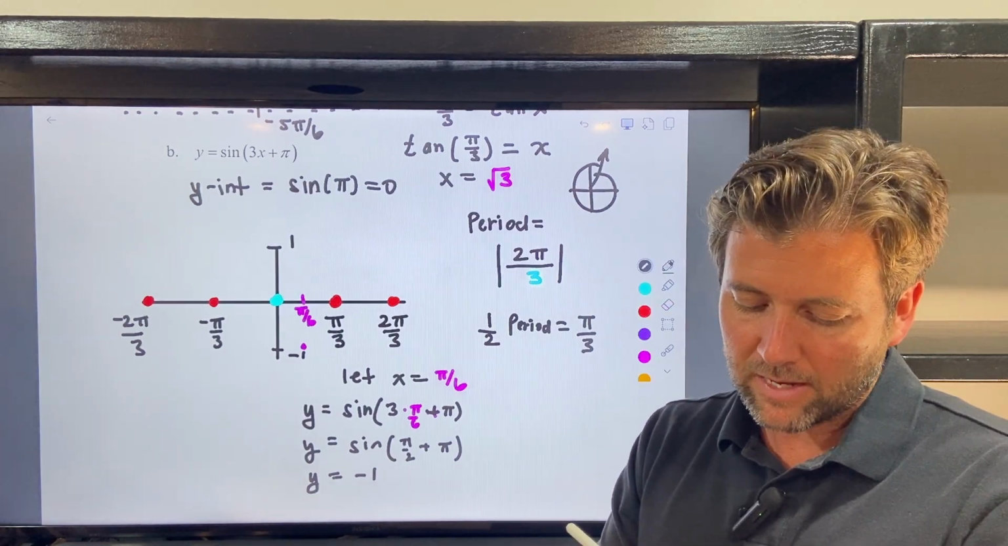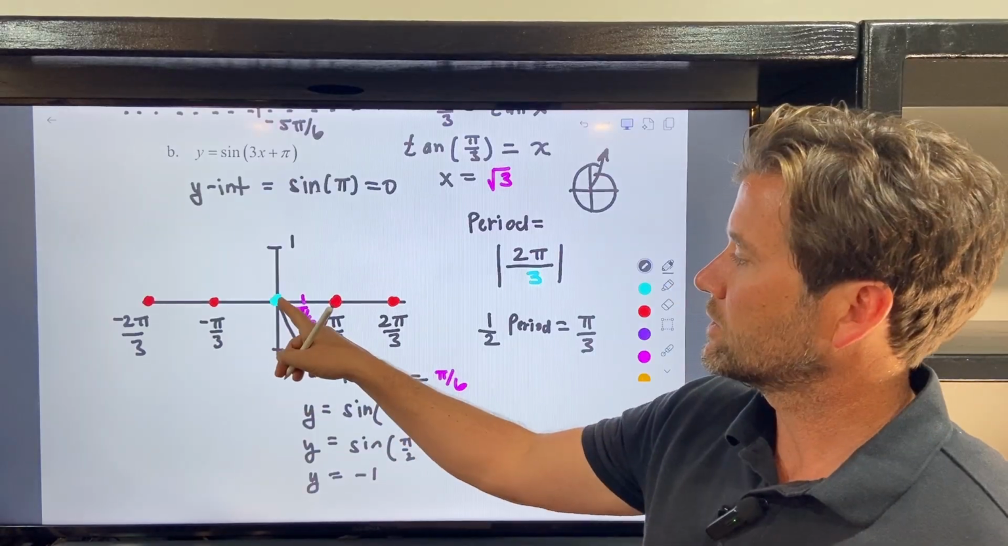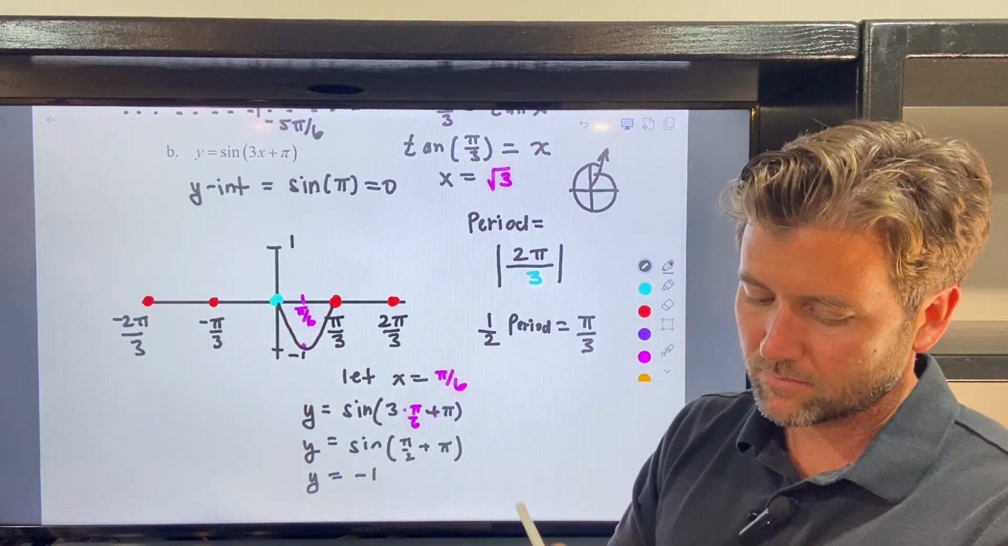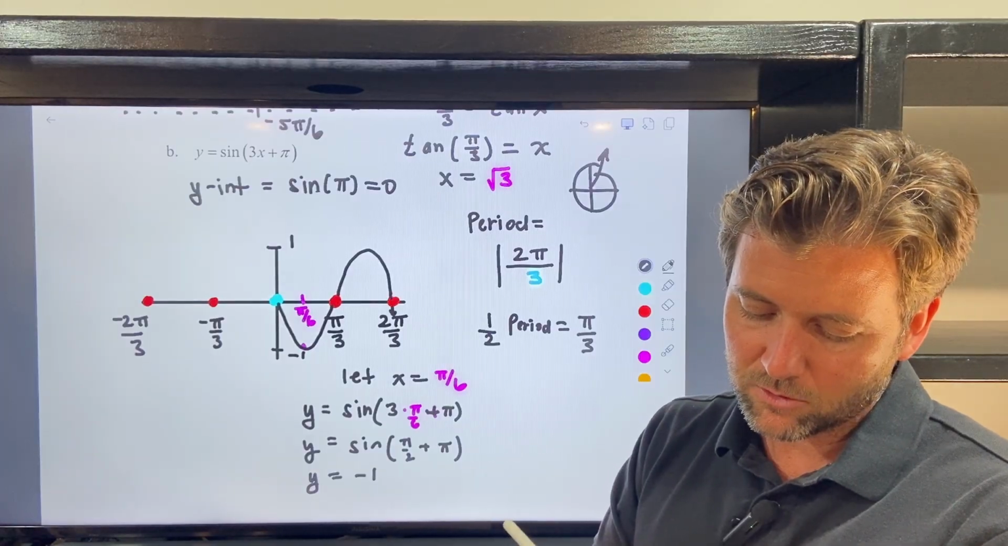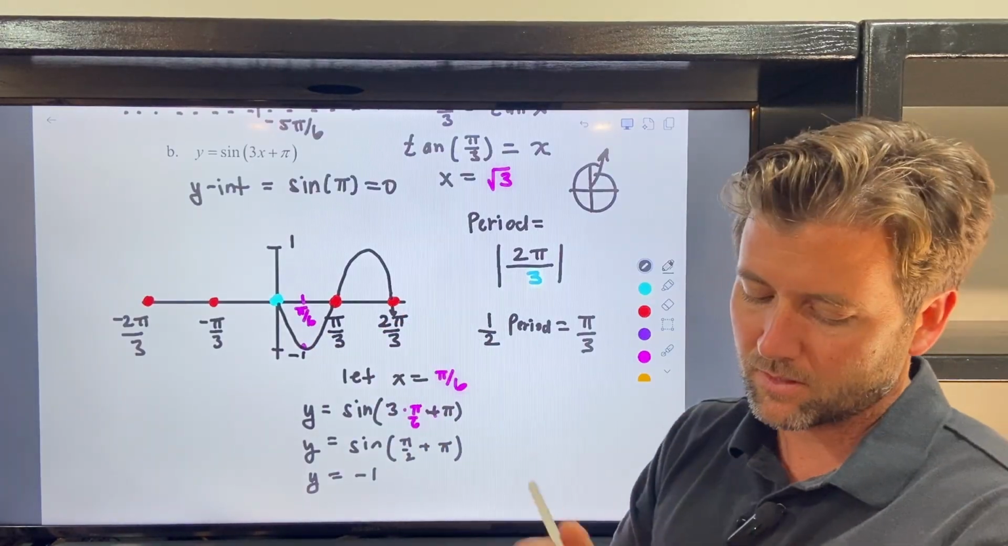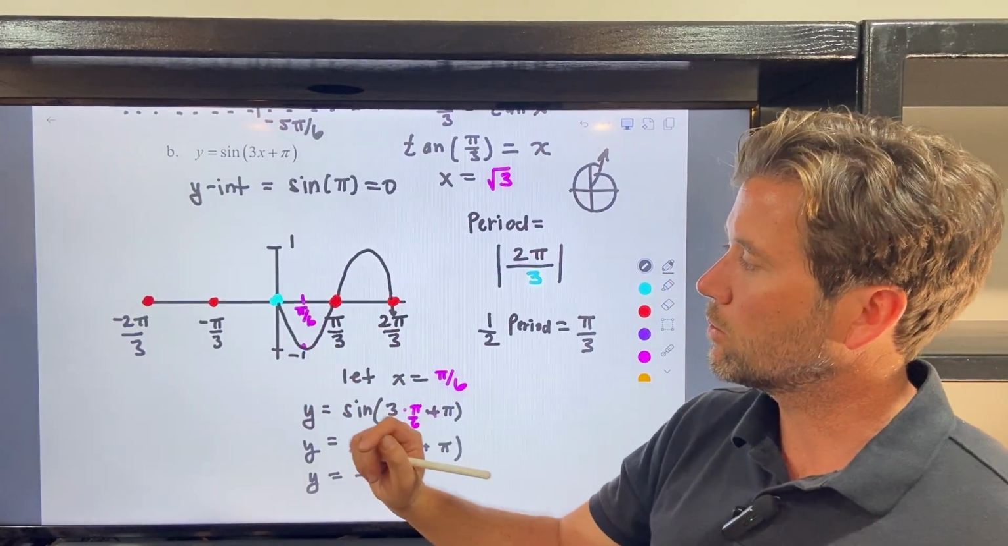That means the graph has to be initially decreasing as we go to the right of this point at the origin. The directions say to graph at least 2 periods. This is 1 period. Every 2 of these humps is a whole period.